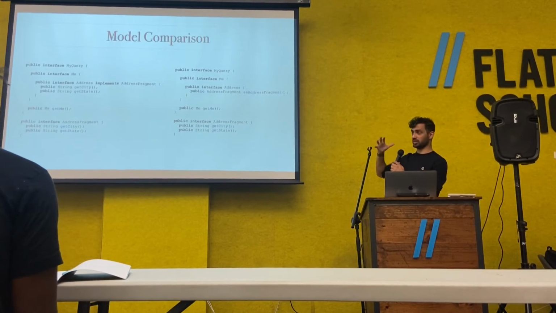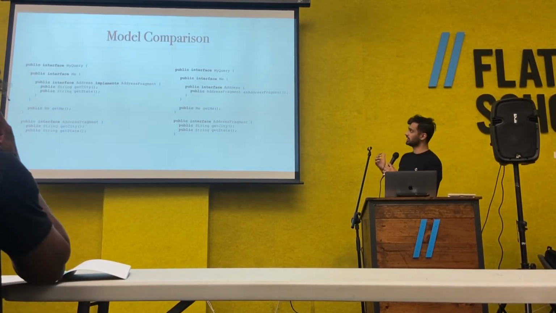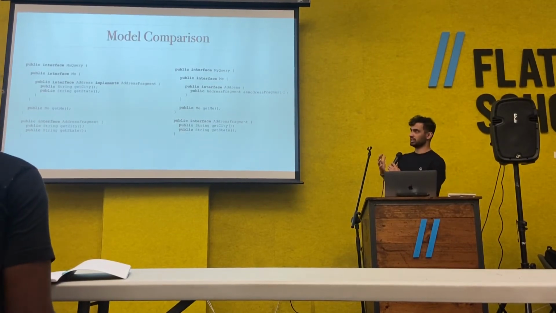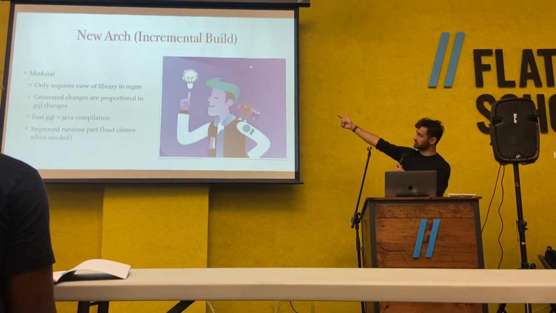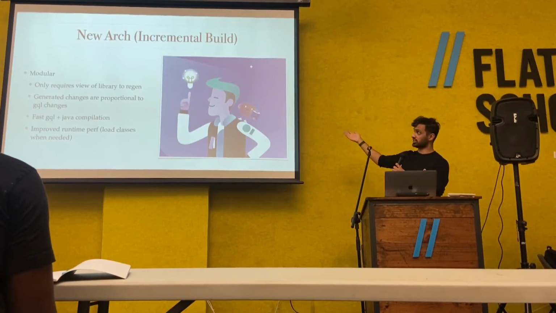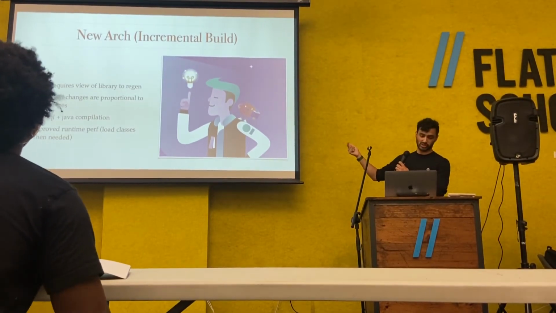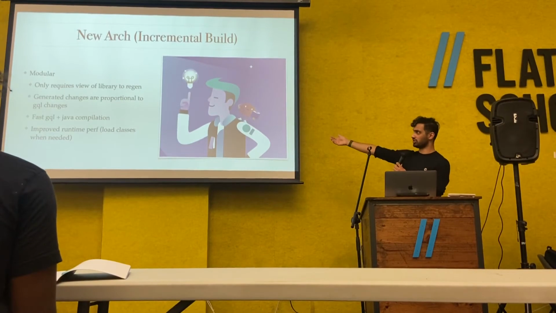We can just look at one section of the code, one library, one module as it's called, to generate your models and not have to do everything. That only requires the view of one library to regenerate your models. The generated changes are proportional now to your GraphQL changes. You have a fast Java compiler, and you have fast Java compilation as well. And like I mentioned, you no longer have this huge Java interface inheritance, and so your runtime performance has also improved.